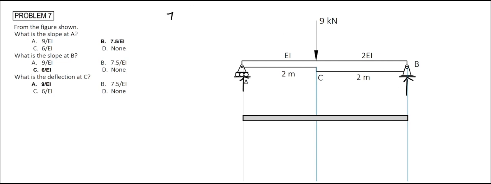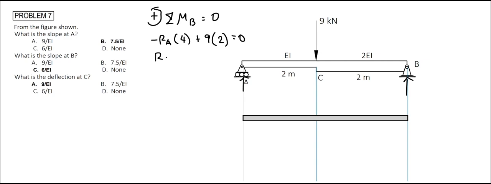So by taking summation moment at point B equal to 0, considering counterclockwise to be positive, we have reaction A that is negative, because that will induce a clockwise moment, times the moment arm distance of 4 meters, plus the 9 kN force times the moment arm distance of 2 meters, equal to 0. We can solve for RA, that is just equal to 4.5 kilonewtons.